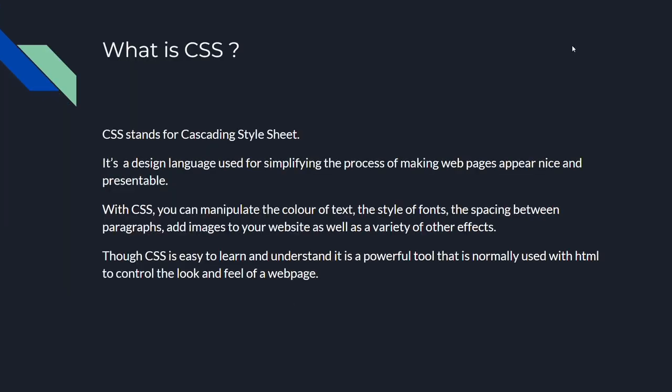So once again, let's take a look at what CSS is. CSS stands for Cascading Style Sheets, and it's a design language used for simplifying the process of making web pages appear nice and presentable. With CSS, you can manipulate the color of text, the style of fonts, the spacing between paragraphs, add images to your website, as well as a variety of other effects. Though CSS is easy to learn and understand, it's still a powerful tool that is normally used with HTML to control the look and feel of web pages.